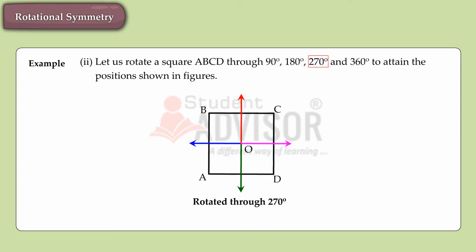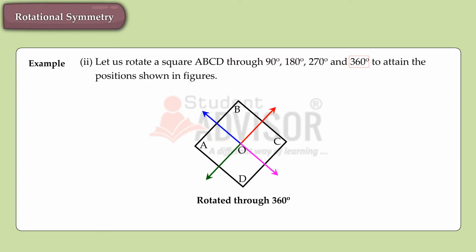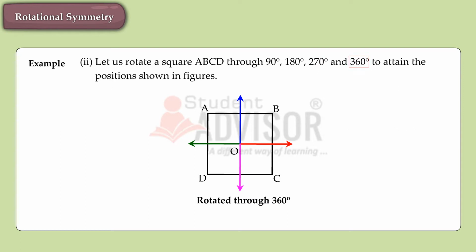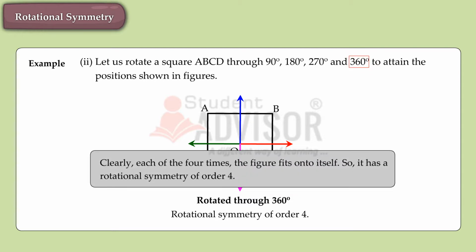Rotated through 270 degrees, rotational symmetry of order 3. Rotated through 360 degrees, rotational symmetry of order 4. Clearly, each of the four times the figure fits onto itself, so it has a rotational symmetry of order 4.